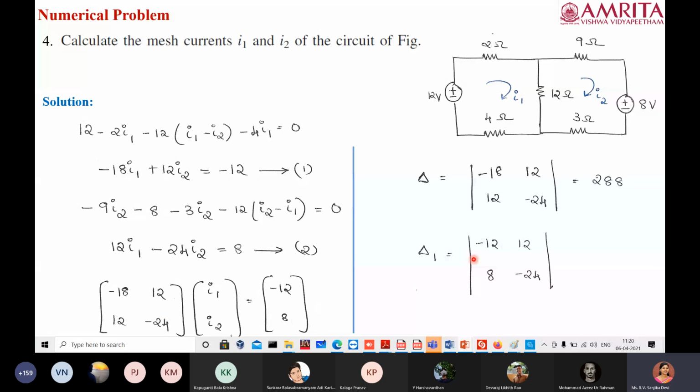So delta 1 will be, take the determinant of this matrix. So this is how we find delta 1. Similarly, we have to find delta 2. Finding delta 2 is related with the second variable I2. So for finding delta 2, replace the second column with the constants. Keep the first column as such and replace the second column with the constants. That will give us delta 2.